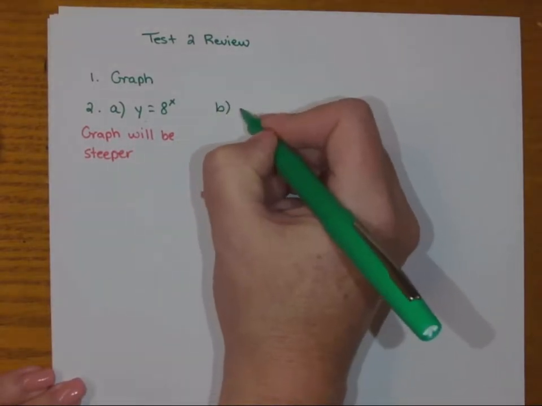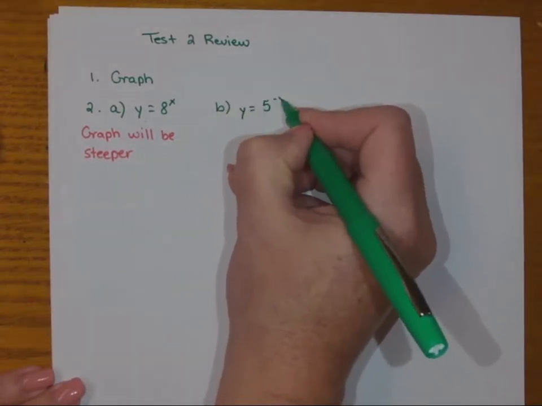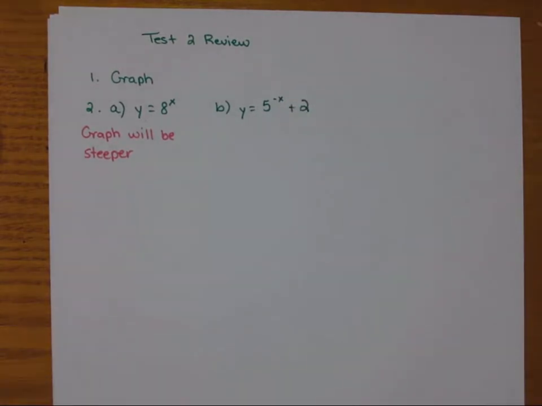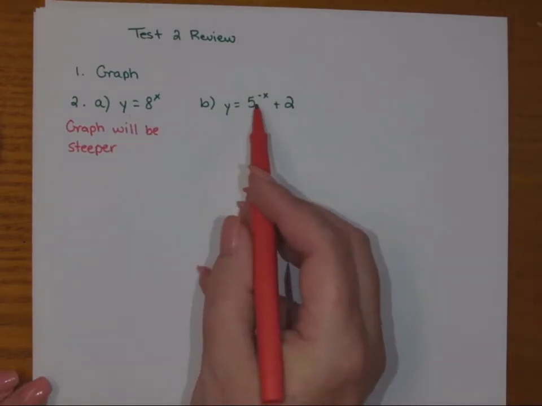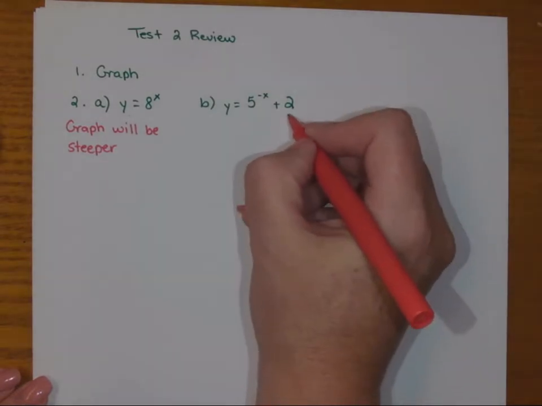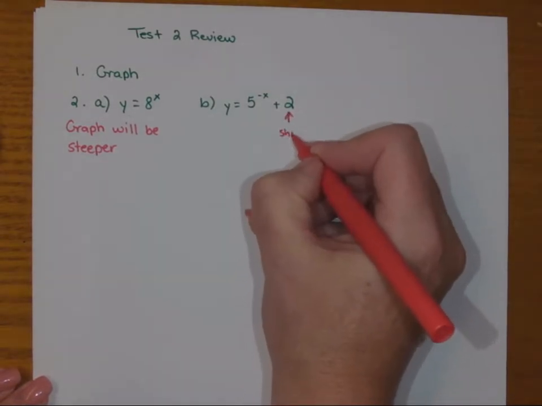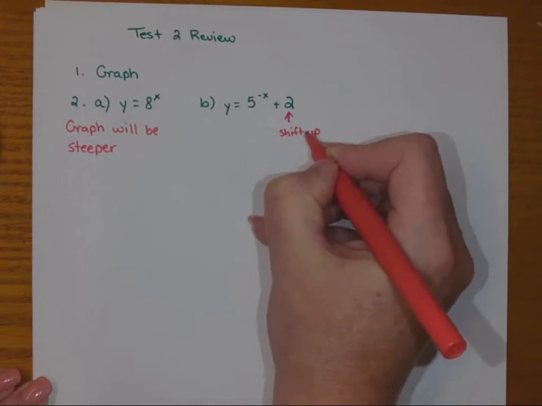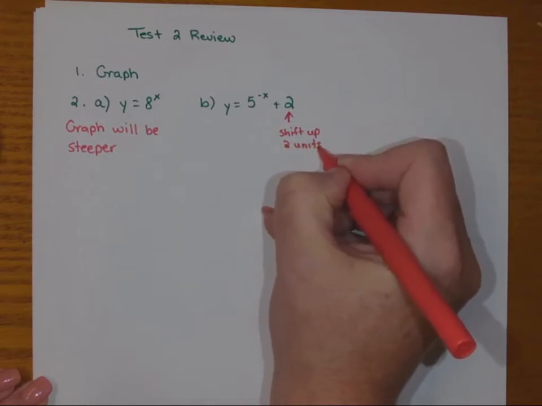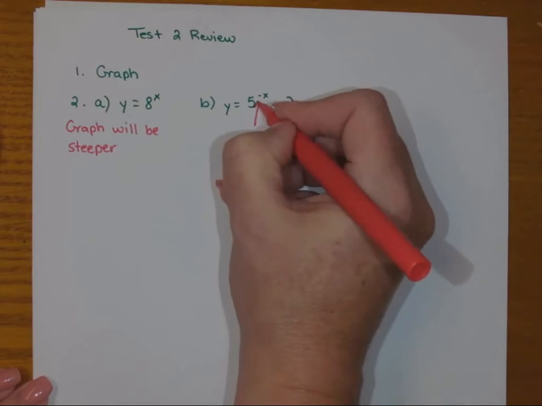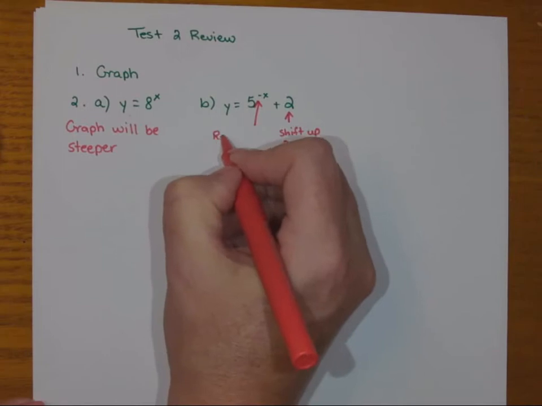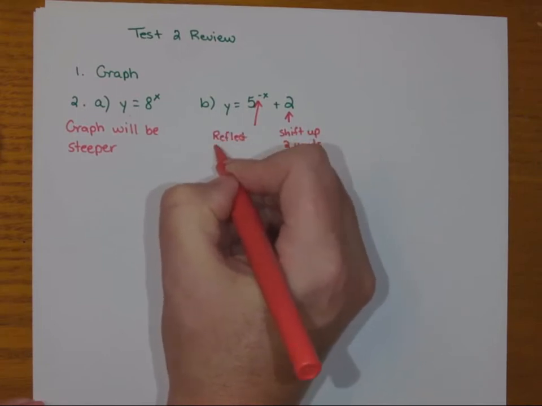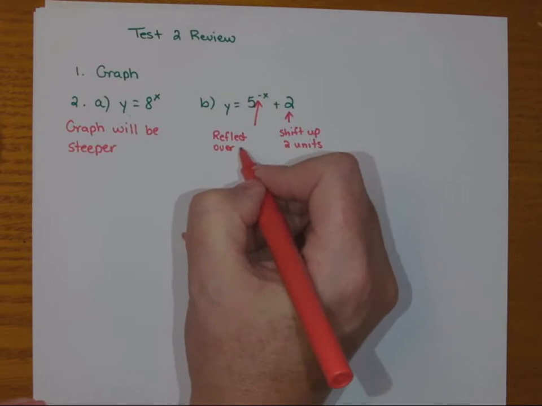So let's look at B. So y equals 5 to the negative x plus 2. Okay, this is actually some review from Unit 1, honestly. Okay, it's just using this new graph. So notice the parent function would be y equals 5 to the x, right? And this would be a shift up 2 units. And then this negative sign, notice it's not in the front of the equation. It is on the inside. So this would be a reflection over the y-axis.